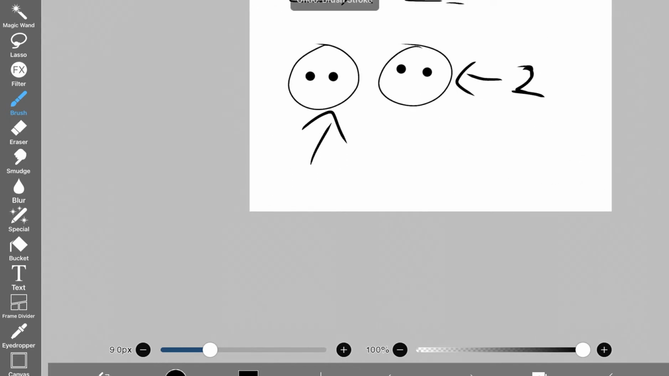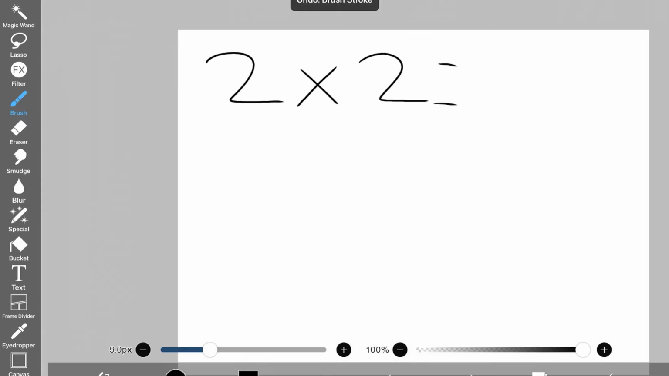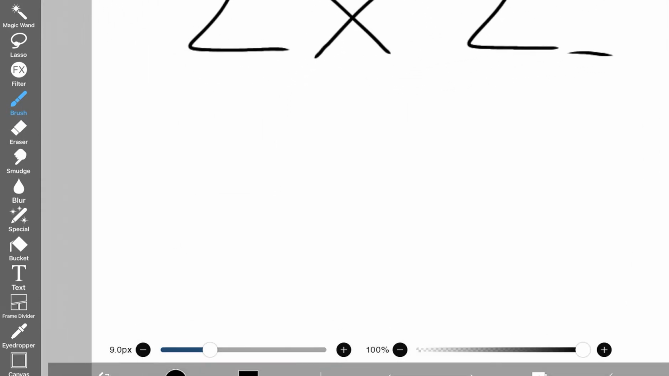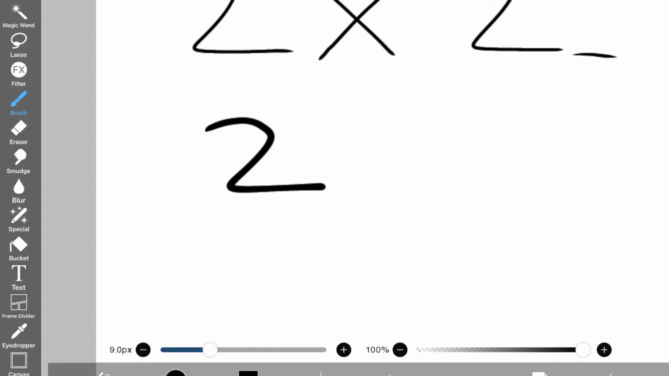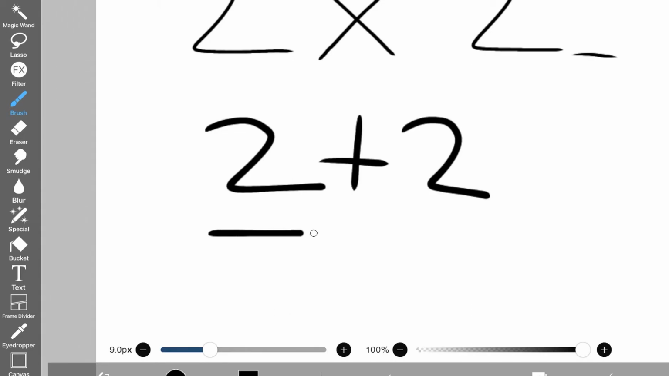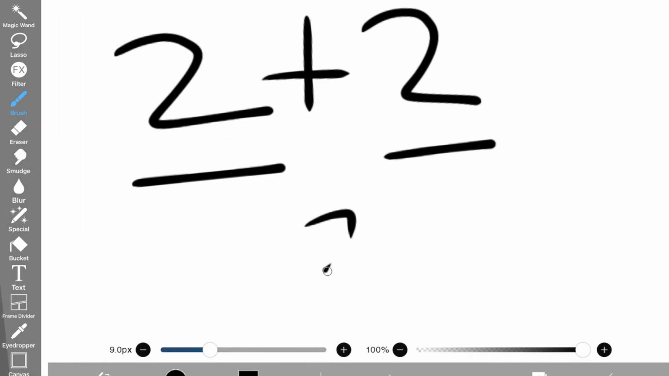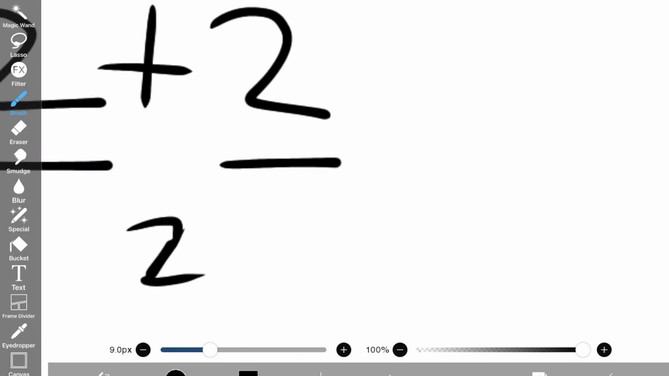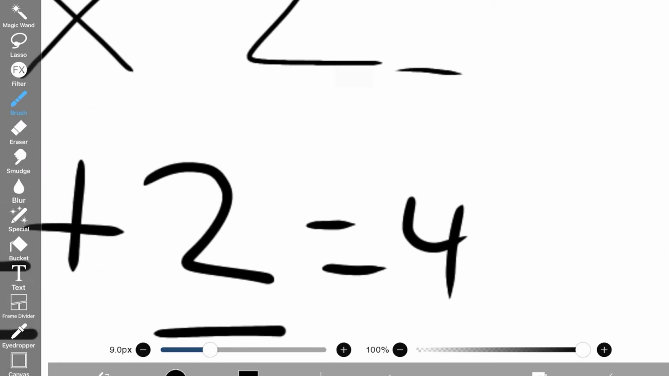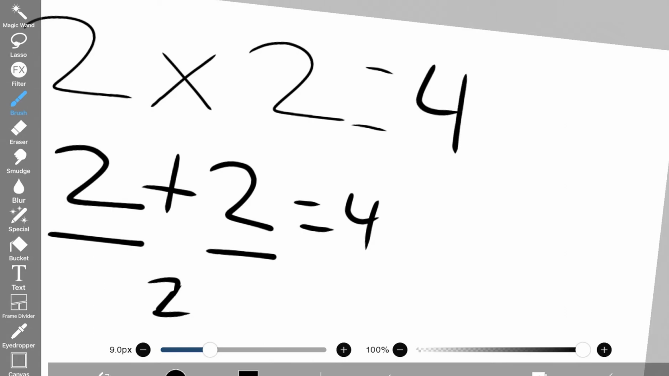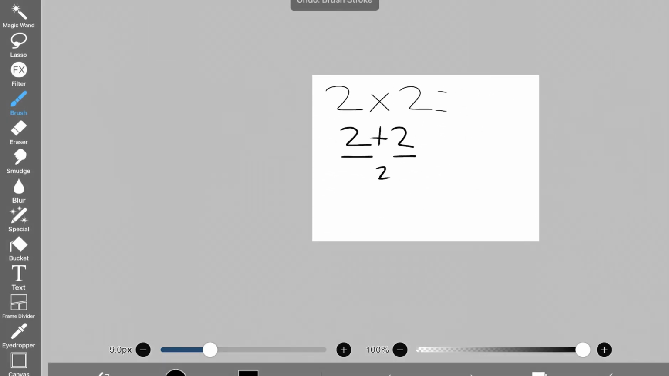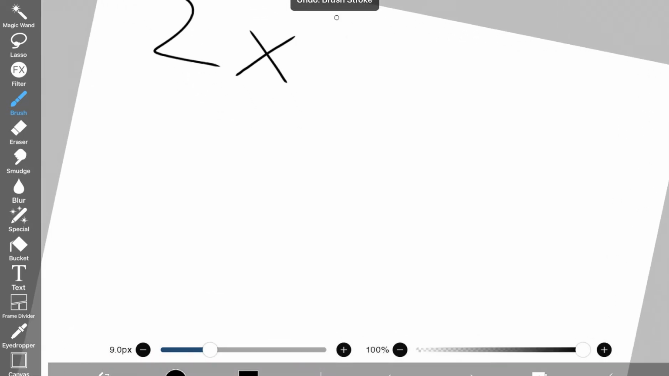So another easier way to do multiplying by any smaller number is whenever you're doing 2 times 2, it means you can add 2 two times. So we are adding 2 two times, which is 4. So that means that 2 times 2 is 4. Now let's do something a little bit more tricky, except it's still going to be multiplying by 2.